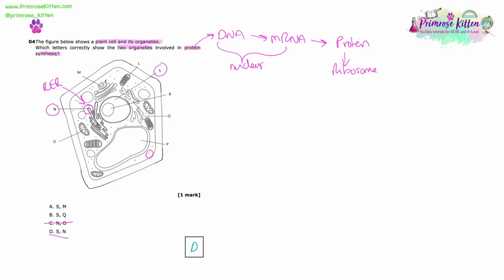You could do this by process of elimination. If you look at S and M, that would be the nucleus and then a structure you're maybe not sure about, so I would say unlikely. S and Q, so still the nucleus, but Q is again a structure that you're not sure about. And then N and O obviously doesn't involve S, so it can't be that. So lastly, it's S and N, and that makes more sense.